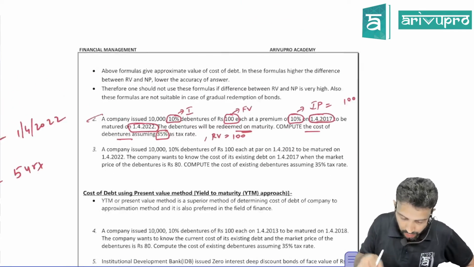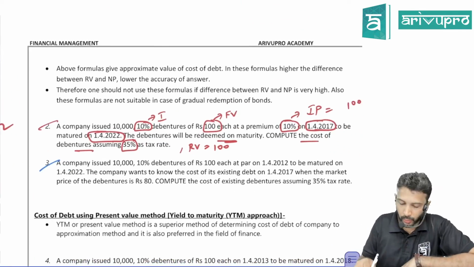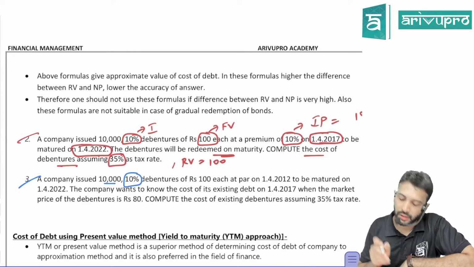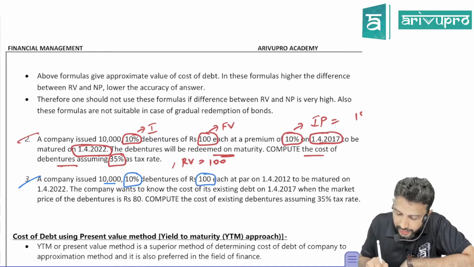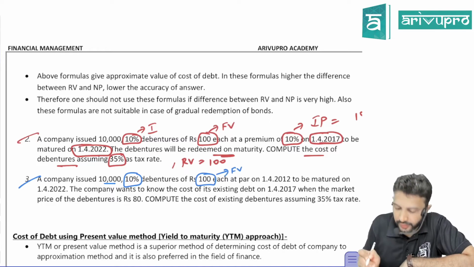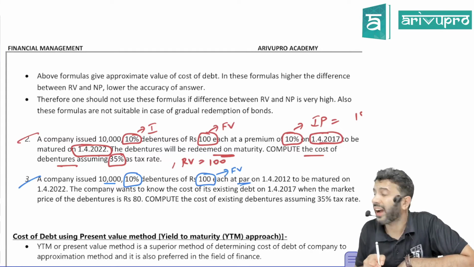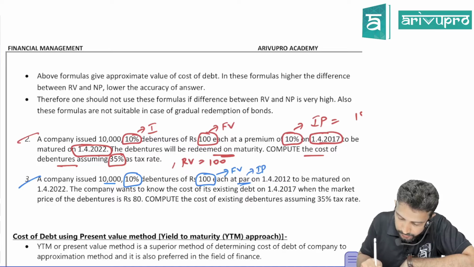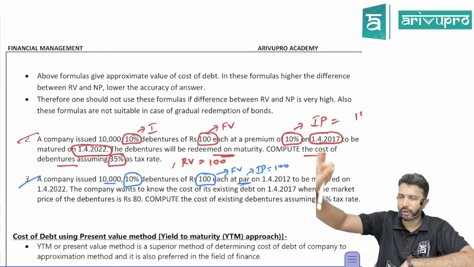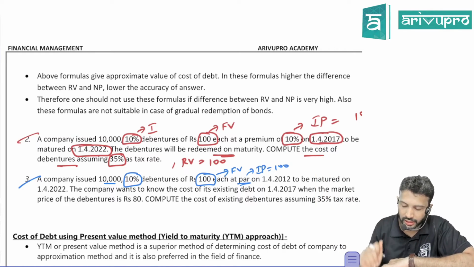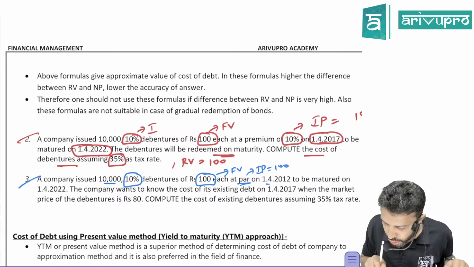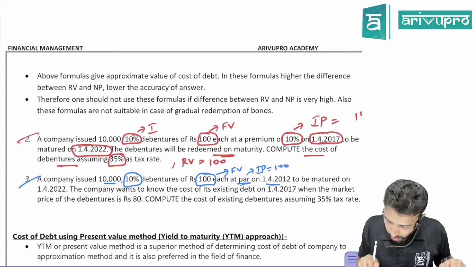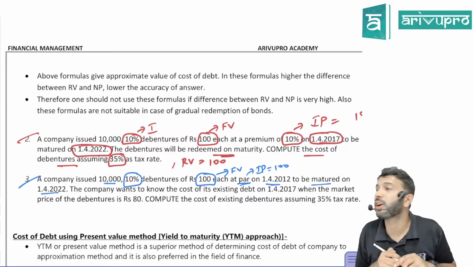Question number 3. Okay, let's go through this now. It's a similar one. A company issued 10,000 10% debentures. 10% is the interest rate. Of 100 each. What is this 100? Face value. And they've issued at what? At par. So issue price is also 100. They've issued on what date? 1st April 2012, to be matured on 1st April 2022.